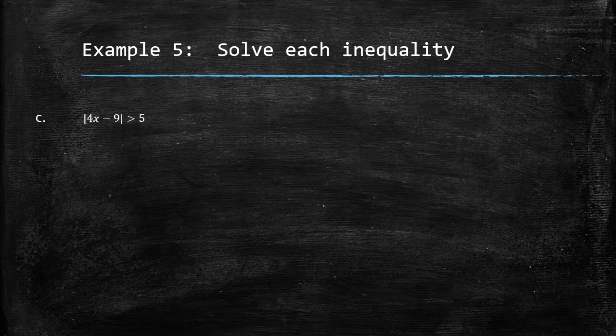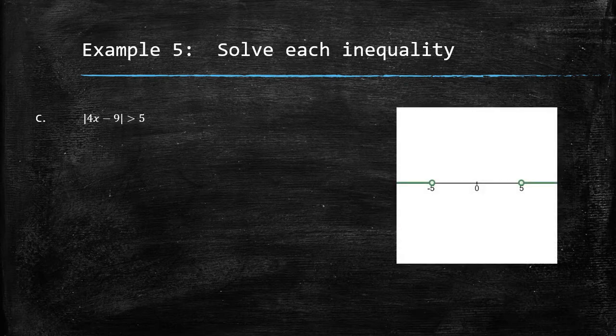Okay, so here's another one, part C. This time we have the absolute value of 4x minus 9 is greater than 5. So we're talking about things being more than 5 units from 0. Anything that's more than 5 units from 0, you've either gone more than 5 units and you happen to be to the left, meaning you're less than -5, or you've gone more than 5 units and you went to the right, so you're greater than +5.